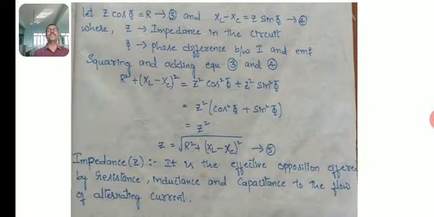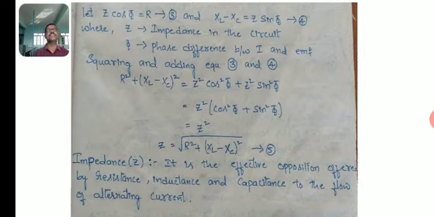Let Z cos phi is equal to R. We know that R by Z is cos phi, the power factor, which is resistance by impedance, where impedance is the amount of opposition offered by the circuit elements, such as resistor, inductor and capacitor, to the flow of alternating current. And XL minus XC is equal to Z sin phi. Let this be equation number 4, where Z is the impedance in the circuit and phi is the phase difference between current and EMF, or current and voltage.